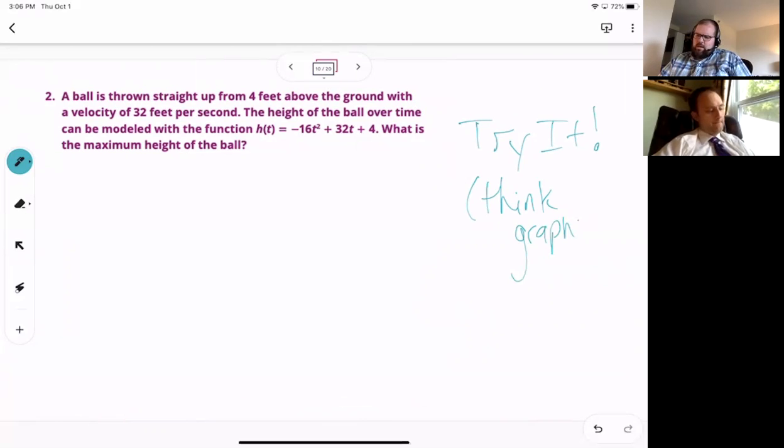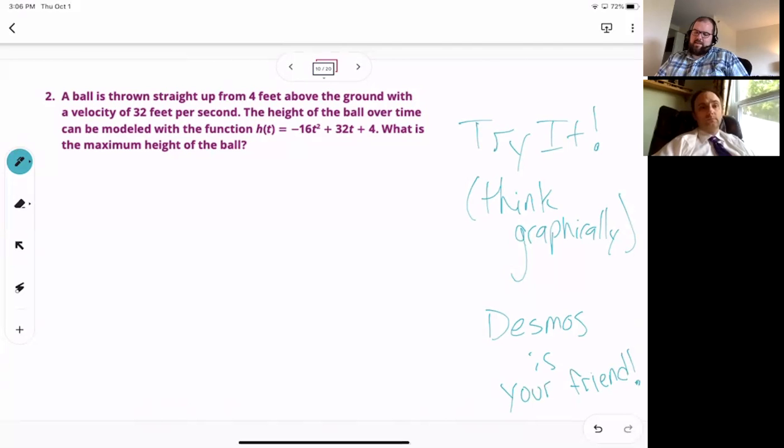Is there any kind of graphing technology that could help them with this? Desmos is a good idea. But they also have an algebraic way to do it because they know a shortcut. It's true. We do know a shortcut, if you can figure out what this is asking. But try it out.